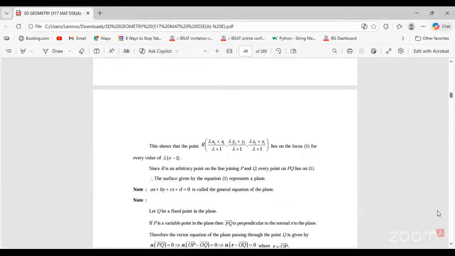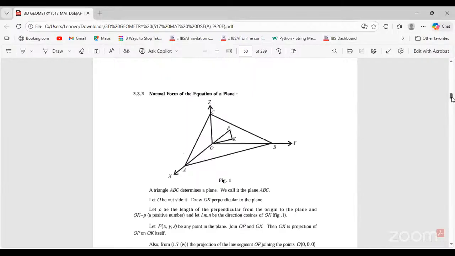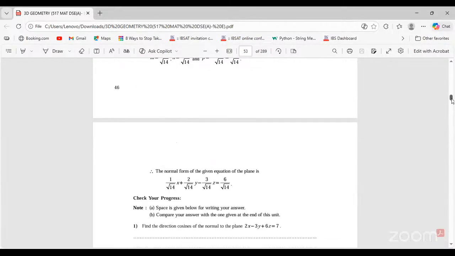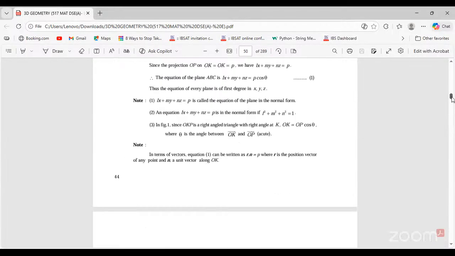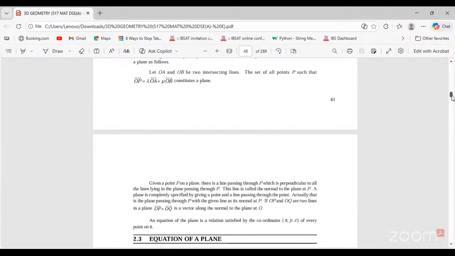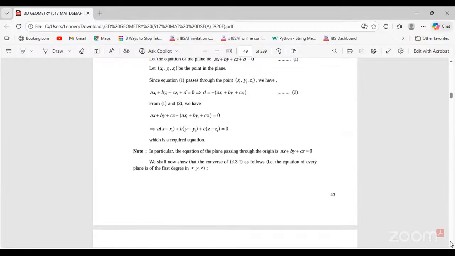What is equation 1? This one is the general form of a plane equation. Okay, ax1 plus by1. This is actually okay.